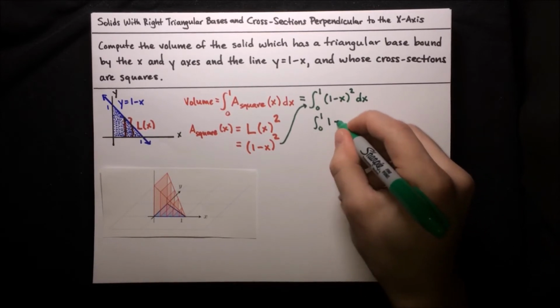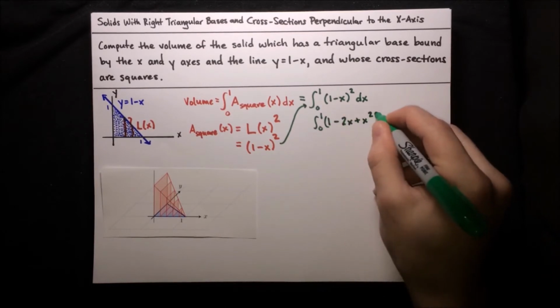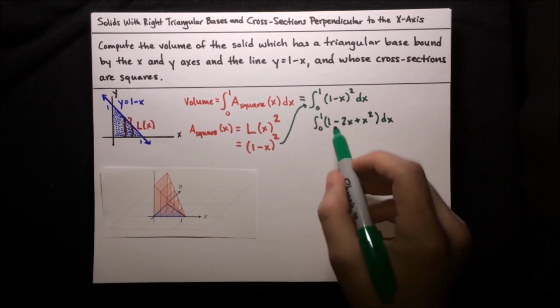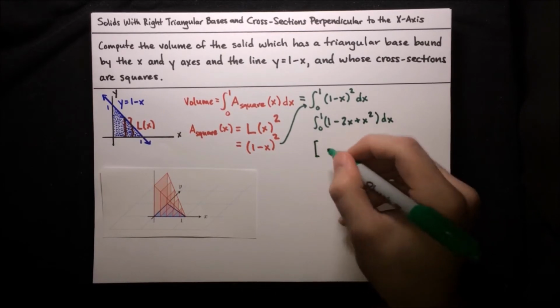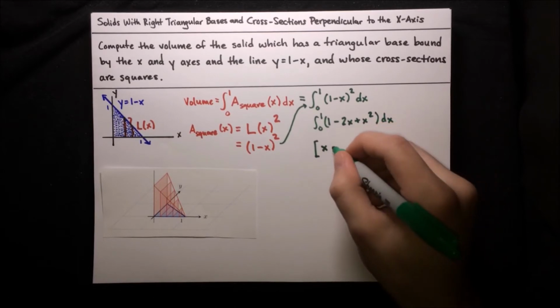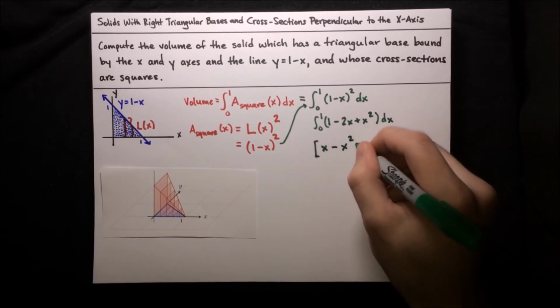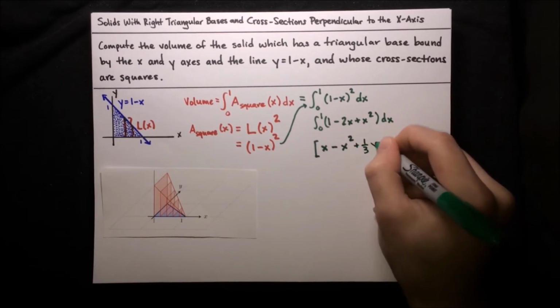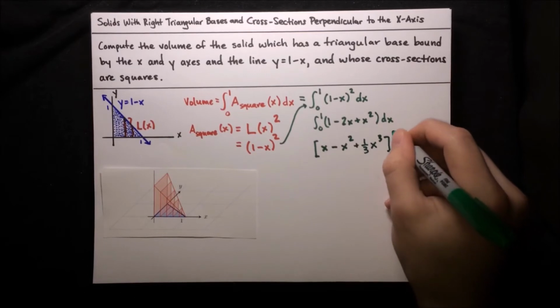We just get 1 minus 2x plus x squared, and that's all dx. Now we can anti-differentiate using the power rule for integrals. So that becomes 1 goes to x, and then minus 2x just goes to minus x squared, and then plus x squared goes to plus a third x cubed. Alright, now we just have to evaluate at our bounds 0 and 1.